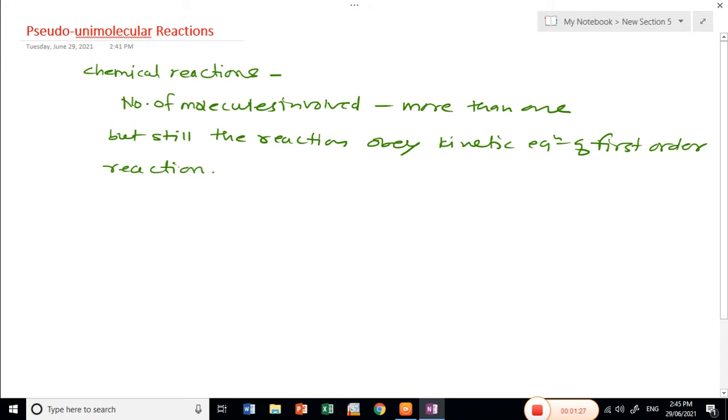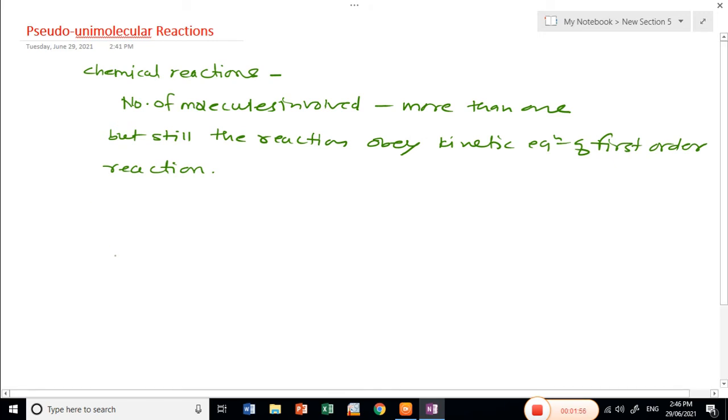Okay, so what is the pseudo-unimolecular reaction? It is the chemical reaction in which the number of molecules involved is more than one, म्हणजे याच्यामध्ये एक पेक्षा जास्त मॉलिक्यूल असू शकतो, पण तरीही ही रिएक्शन फर्स्ट ऑर्डर रिएक्शनचा कायनेटिक इक्वेशन ओबे करतं. अशा प्रकारच्या अशा टाईपच्या सगळ्या रिएक्शन्सना आपण काय म्हणणार आहे? pseudo-unimolecular reactions म्हणणार आहे.